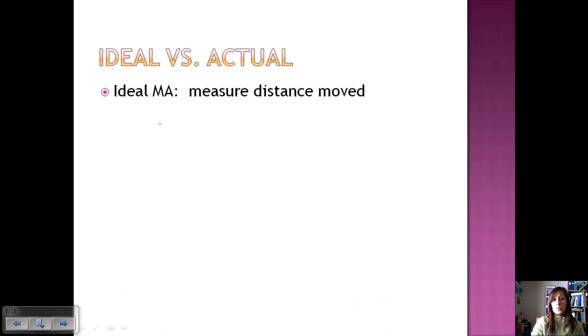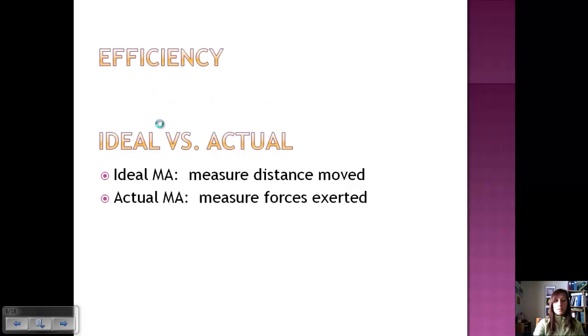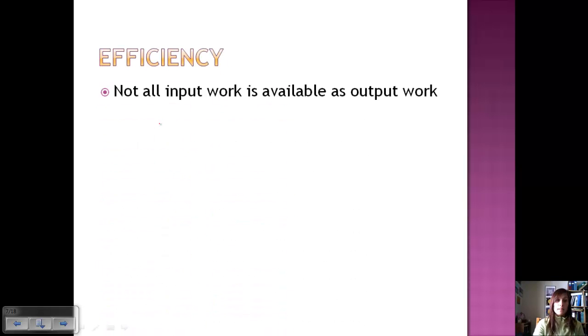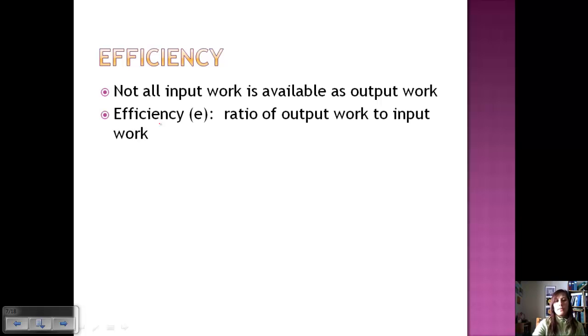So let's talk about the difference between ideal and actual. For ideal mechanical advantage, this measures the distance of the displacement, whereas actual measures the forces that are exerted between you and the machine. And we can relate this to what's called efficiency. Well, not all input work is available as output work. In an ideal world, we said that an ideal machine's input was equal to output, but in the real world it's very difficult to have that.